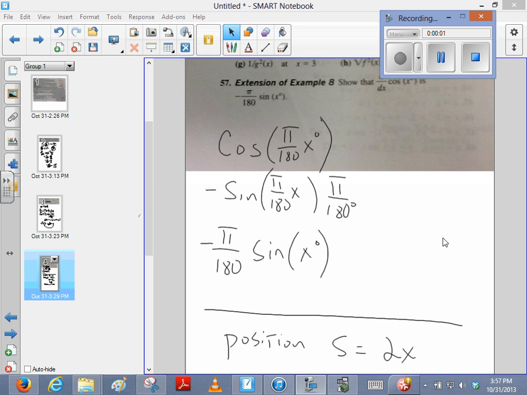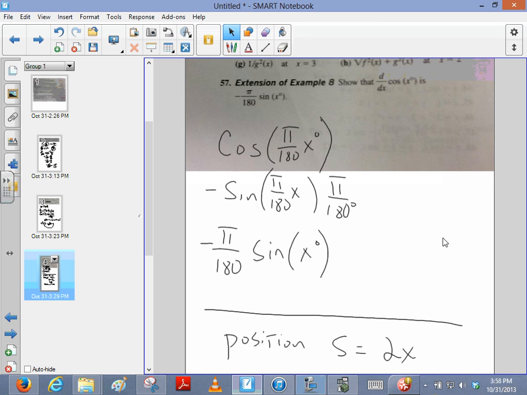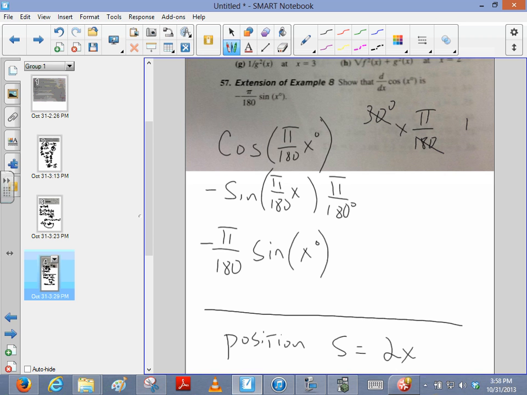With this problem, number 57, we're trying to justify why, if we measure the angle in degrees, the derivative is negative pi over 180 times the sine of the degrees. Well, because we do calculus in radian measure, what we did right here is that conversion. Remember, if I have 30 degrees and I want to change that into radians, I multiply by pi over 180, which gives me pi over 6, right?